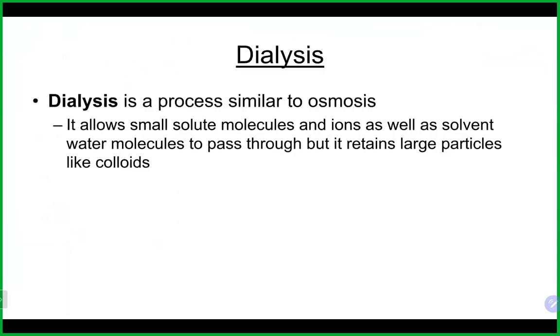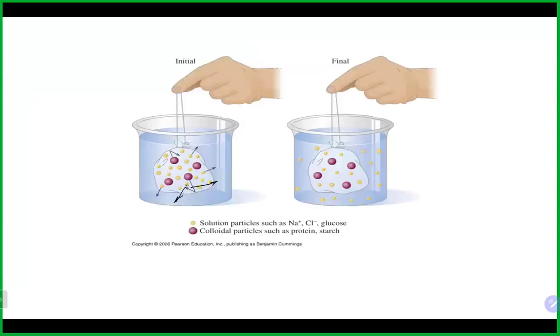All right, so dialysis is a process similar to osmosis. It allows small solute molecules, such as ions and solvents, to pass through. But again, it traps larger ones, like a dialysis bag, for example. You can't necessarily see it, but there are small openings in it. It's going to allow certain size molecules to go through, and others are going to get caught. And that's the idea here. Some of these smaller solute particles can flow in and out, but these larger particles are going to be trapped inside the bag in this particular case.